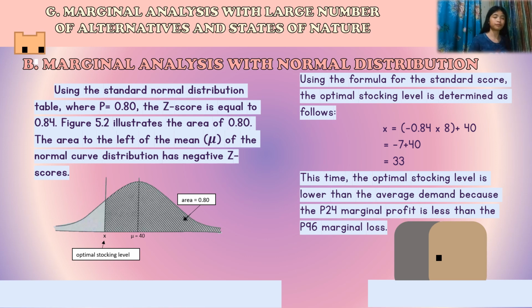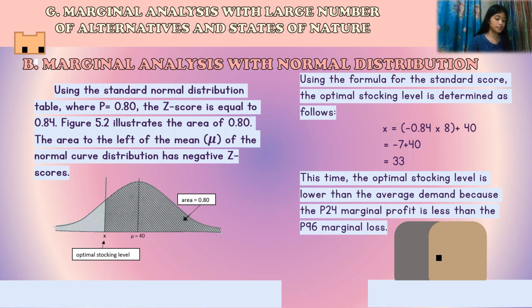And now, for the next step, we have to compute for the optimal stocking level. Using the formula for the standard score, the optimal stocking level is determined as follows. Gaya lang din ang ginawa natin kanina, we just have to follow the formula na ginawa natin kanina, which is X is equal to the negative z-score, since negative z-score ang meron tayo na given, times dun sa ating standard deviation, plus ang ating mean. So, 0.84 times 8 is equal to 6.72. Since negative siya ay negative 6.72.